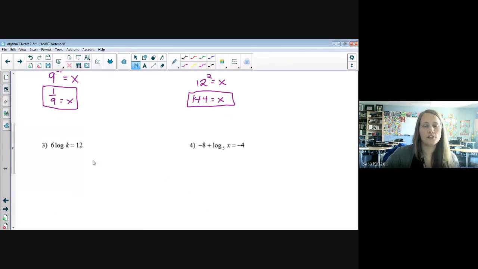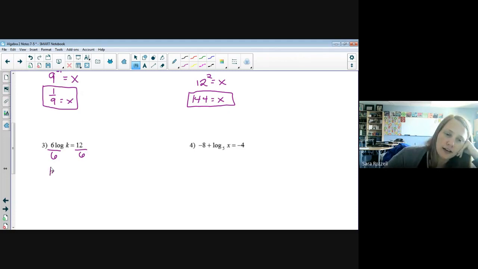All right, on these two problems, is the log part by itself? No, we've got to move something first, and then we do what we just did. So on our first one, we have to get rid of this 6 first, and it's 6 times log k. So we're going to divide both sides by 6. That was our step 1 to get rid of anything that's in the front of it. And I've got log k is equal to 2. That's 12 divided by 6.